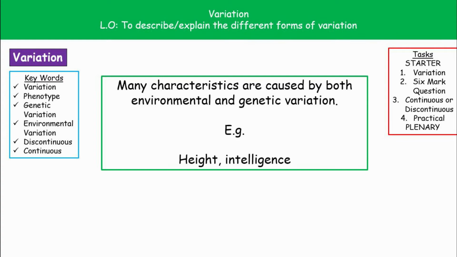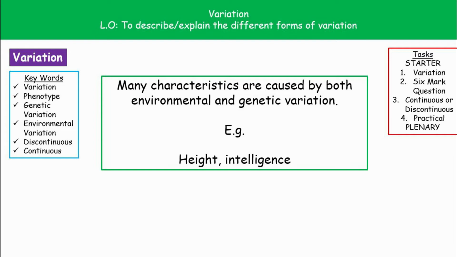And good examples of this are things like height and intelligence. So if we imagine that you've got two really tall parents, that doesn't instantly guarantee you are going to be tall. Because if we gave you a really rubbish diet when you were growing up that had very little protein in it, then you're never going to reach your true potential height. Your growth's going to be stunted.